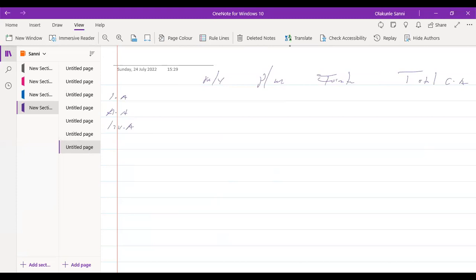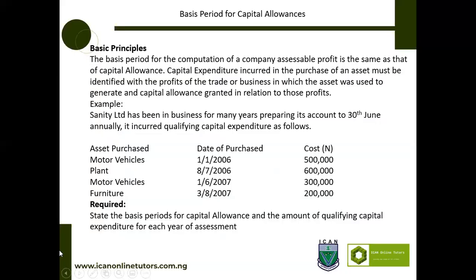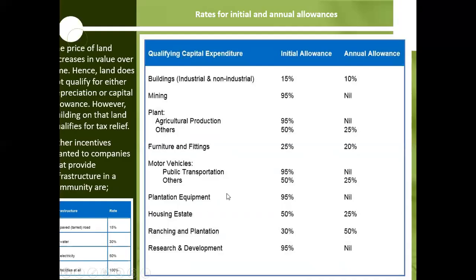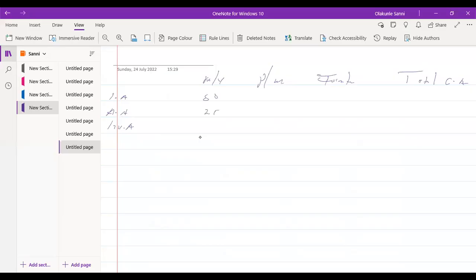Back to our note, what is the different rate that is being applied to those assets? We have motor vehicle. The motor vehicle, because it's not for public transportation, has 50-25. That means the initial allowance is 50%, annual allowance is 25%. Plant and machinery also 50-25. Then I will apply investment allowance of 10% because plant and machinery was purchased. Furniture and fittings 25-20. Is that got, class? Yes. So the rates are 50-25, 50-25 with 10% investment allowance, and 25-20.